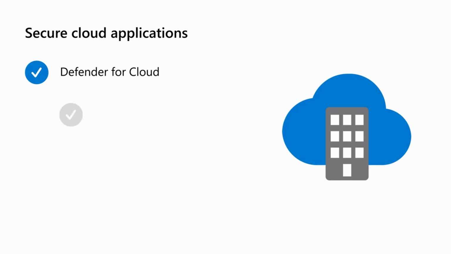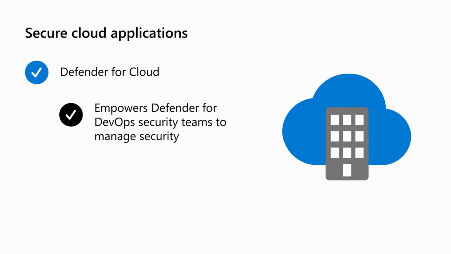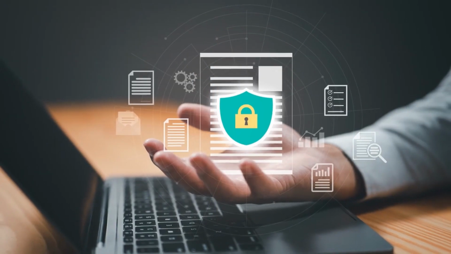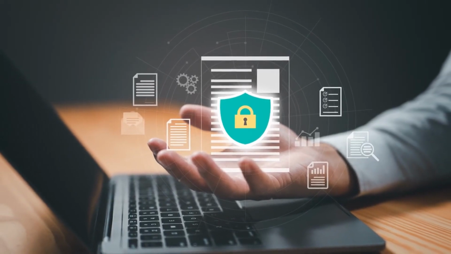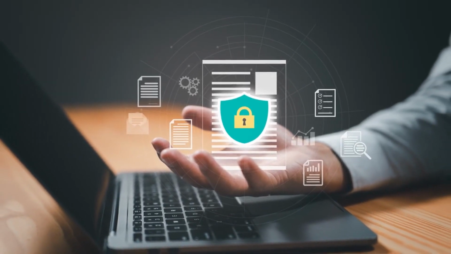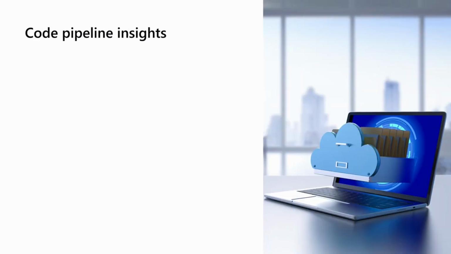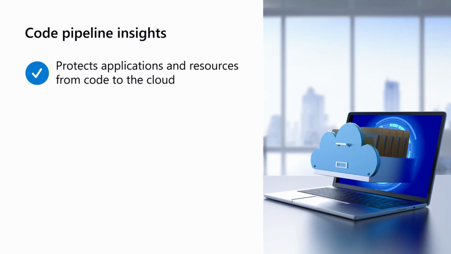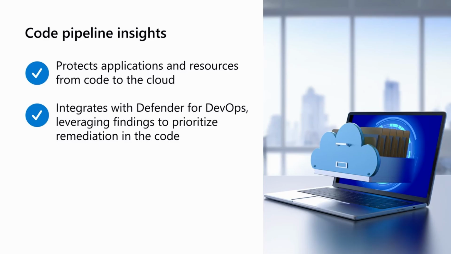To further enhance DevOps security across multiple pipelines, Defender for DevOps, a service within Defender for Cloud, empowers security teams with comprehensive management capabilities. This is crucial today, where applications need code, infrastructure, and runtime protection, ensuring robust defense against potential attacks. Code pipeline insights are a game changer for security teams, protecting applications and resources from code to the cloud. It seamlessly integrates with Defender for DevOps, leveraging findings to prioritize remediation in your code.